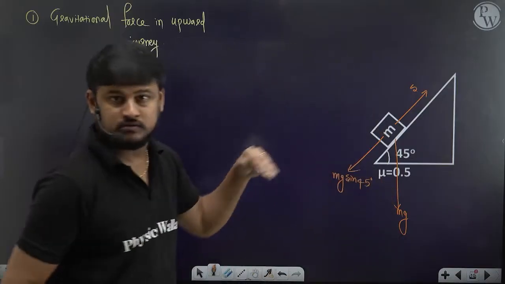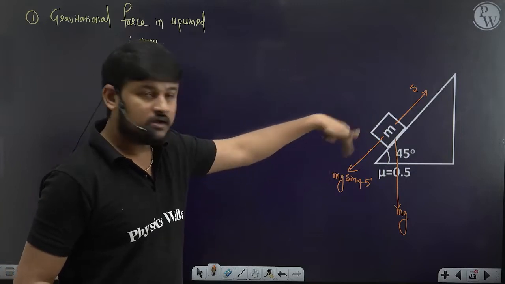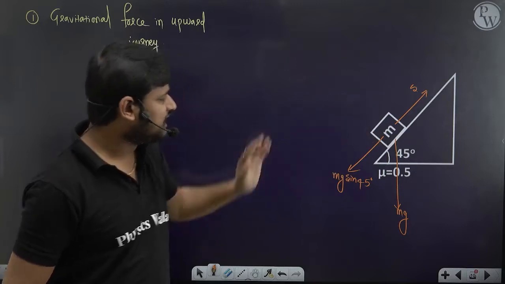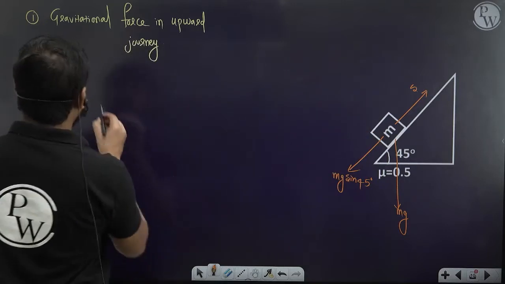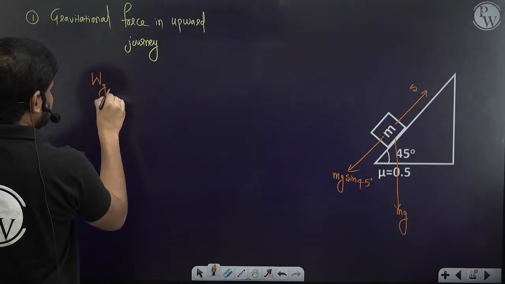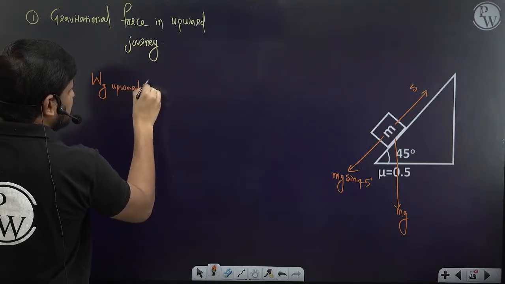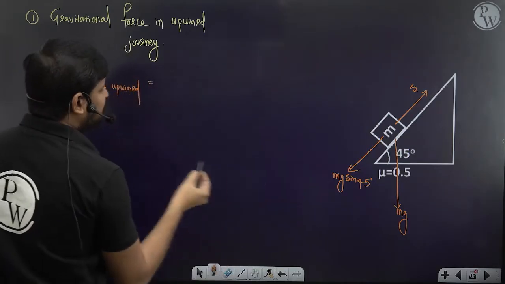So the gravitational force component mg sin 45 is this side. So the work done by the gravitational force in the upward journey, I am writing it as. So what is the force that is acting?